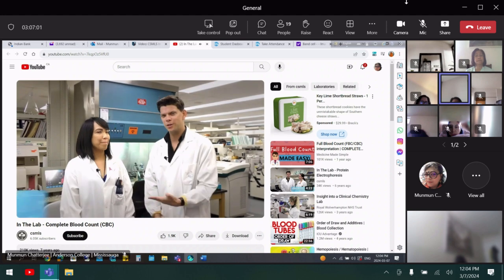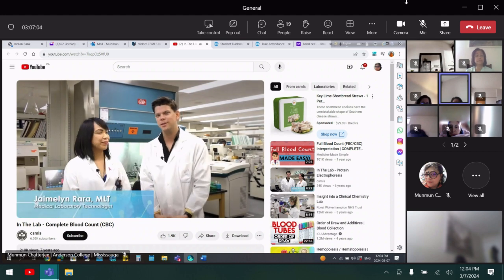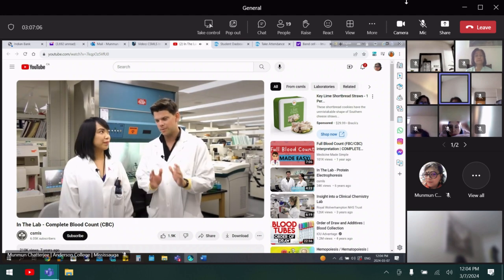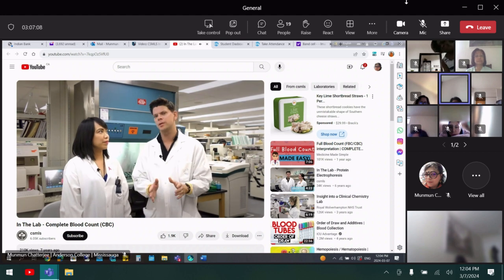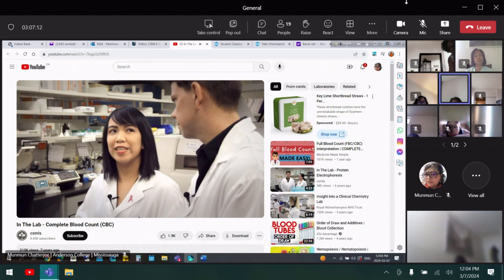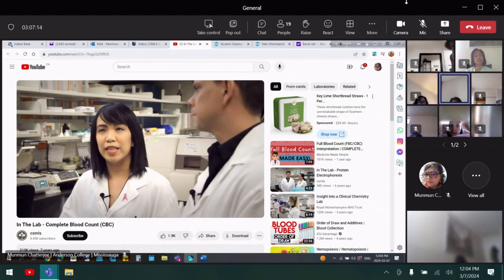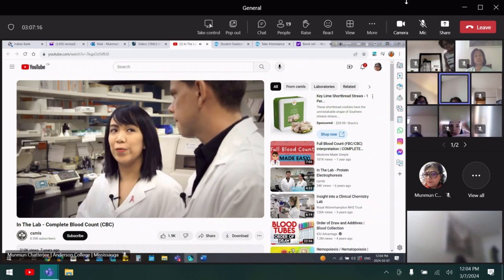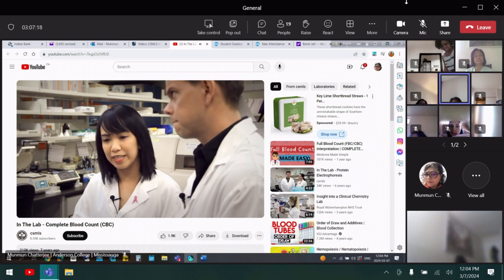I'm here in the lab with Jamie Lynn. She's a medical laboratory technologist. Now, Jamie Lynn, what exactly are we counting when we say we're doing a complete blood count? Well, when we do a complete blood count, basically we're measuring the different components of blood. These components can be broken down into white blood cells, red blood cells, and platelets.